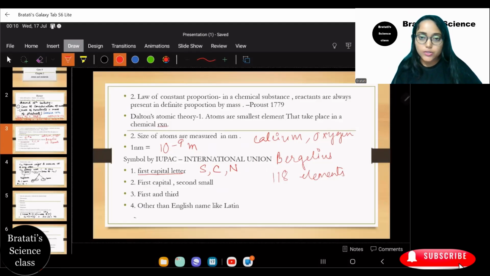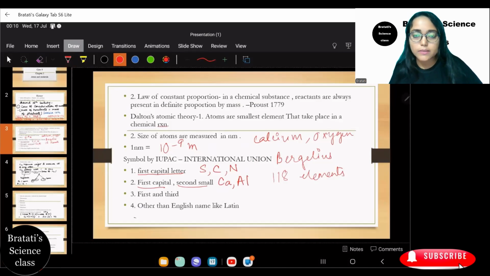Later on the IUPAC system, that is the International Union of Pure and Applied Chemistry, said let us do a modification, because if we take the first letter of any particular element, it may be repeating. So in a few elements, we will take the first capital letter and the second small letter. So this is how we will create. For example, first capital letter and second small letter, like calcium. Okay, like aluminium. So that is the second point that the IUPAC system has introduced.